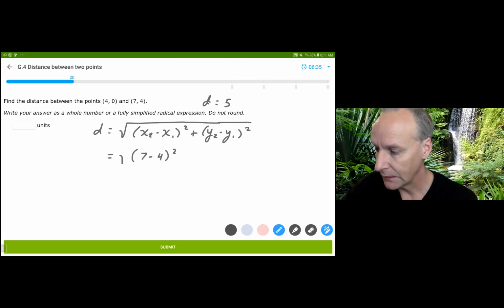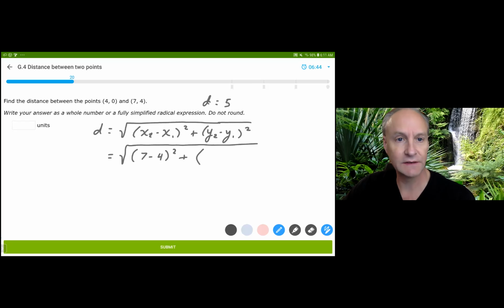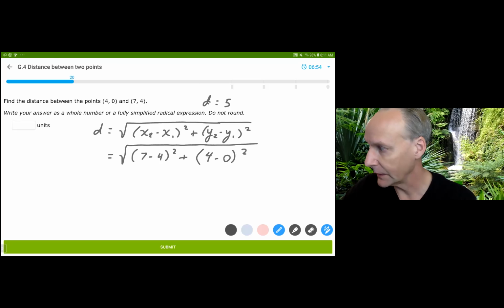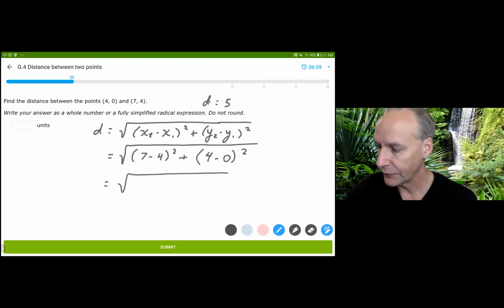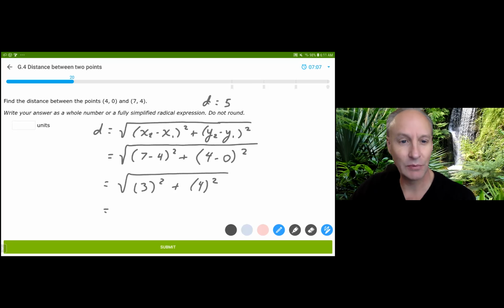Don't forget, a lot of people leave the square root off until the very end, and it needs to be there. And maybe I'll do a little lesson on where it comes from after we get a little further along. This is 4, y2 is 4, y1 is 0, and we're squaring it. And we have the square root of 3 squared plus 4 squared.